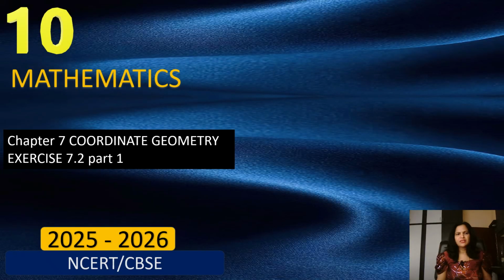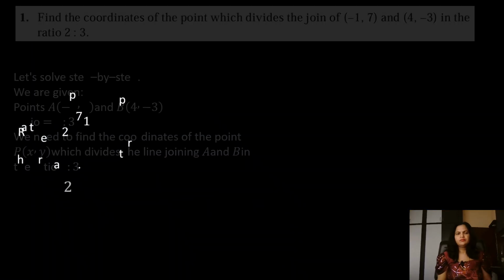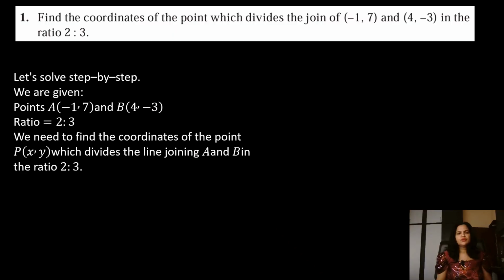10th Standard Mathematics, Chapter 7, Coordinate Geometry, Exercise 7.2, Part 1, as per 2025-2026 answers of CBSE syllabus. So, the first question is, find the coordinates of the point which divides the join of (-1, 7) and (4, -3) in the ratio 2:3. Ratio is given here. Let's solve step by step.